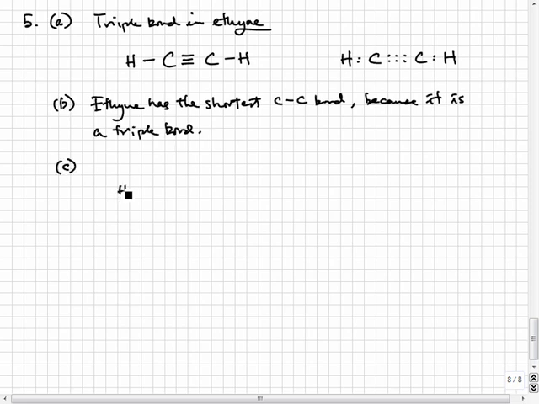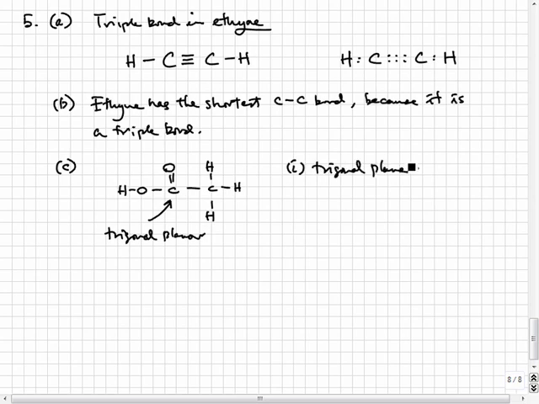C. Here we will use lines to represent bonded electron pairs. The structure of ethanol is this. Around the first carbon, there are 3 bonded electron domains and no lone pair, so the geometry should be trigonal-planar. Around the second carbon, there are 4 bonded electron domains, so the geometry should be tetrahedral.